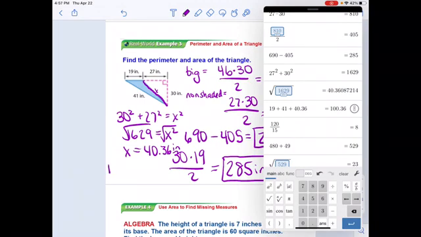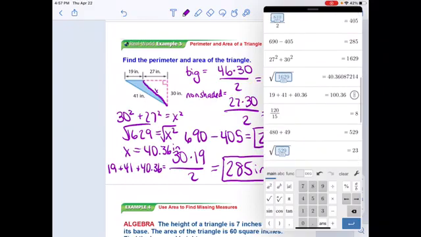And then since it's the perimeter, I need to add 19 plus 41 plus 40.36. And I get my solution of 100.36 inches for my perimeter.